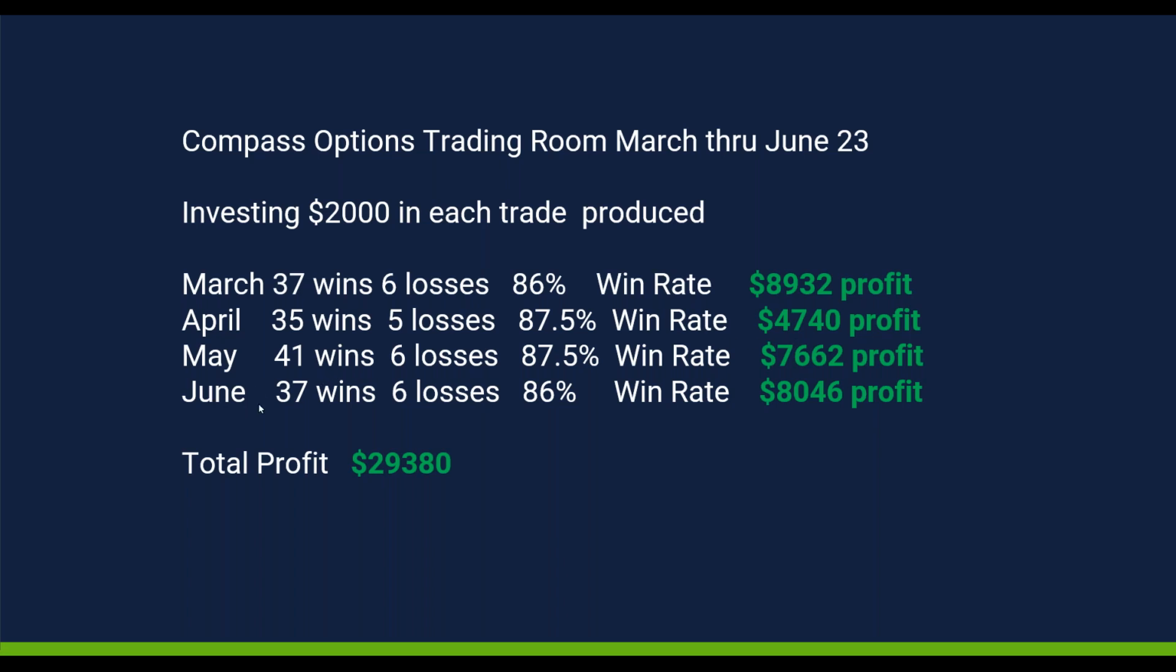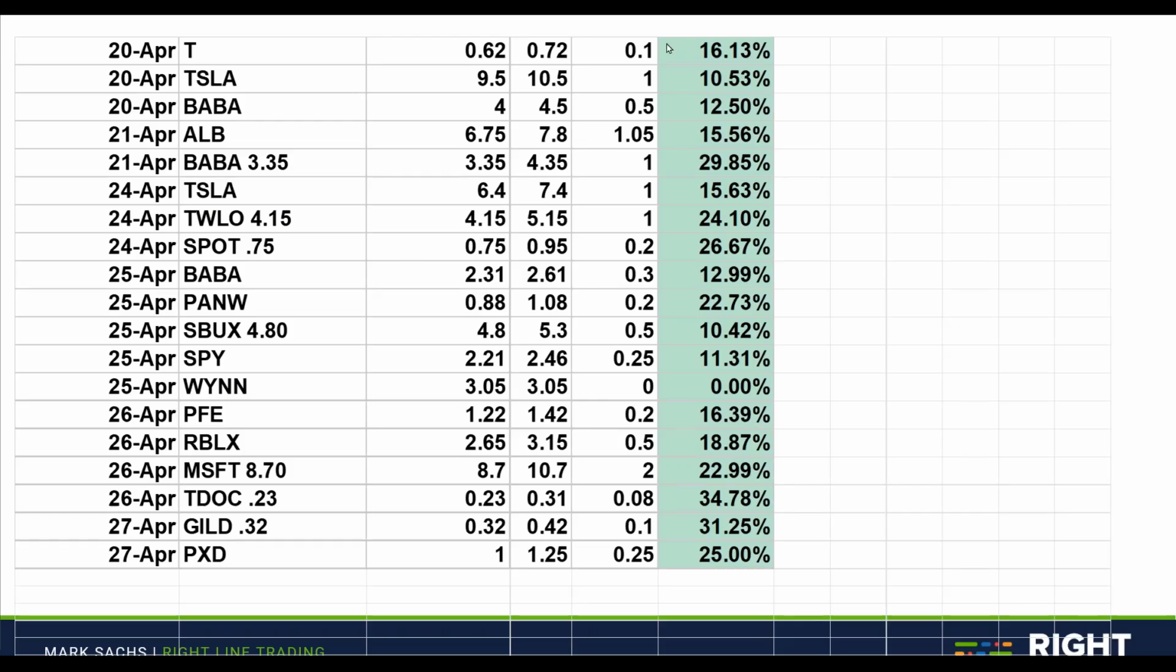If you have to get out and take a loss, there's reasons for that. But you can see the consistency and win rate is pretty high. The consistency in the number of trades is pretty high. And this is what we called out in the room and what we sent out on the alert service.